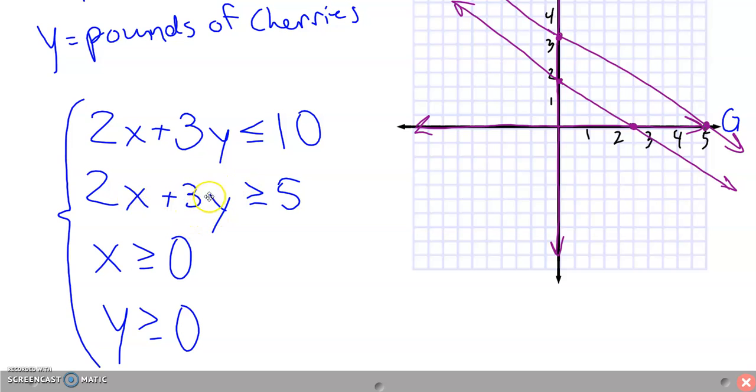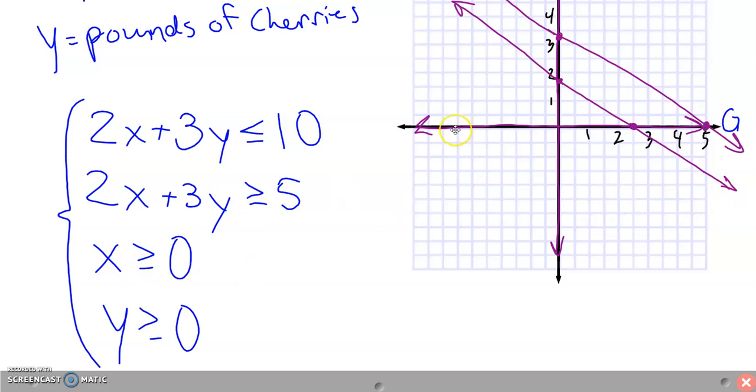I find the x-intercept by plugging in a 0 for y. 5 divided by 2 is 2.5. And then the y-intercept would be 5/3 or 1 2/3, which is about right there. And then I draw a line, again a solid line, through those.